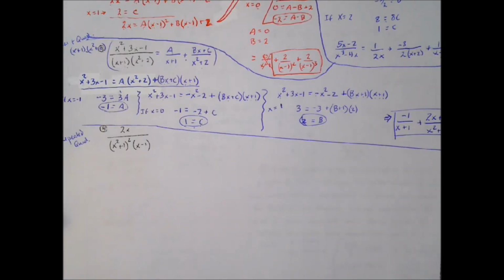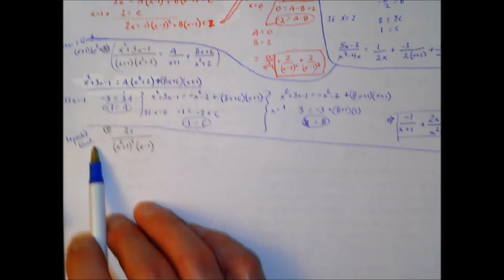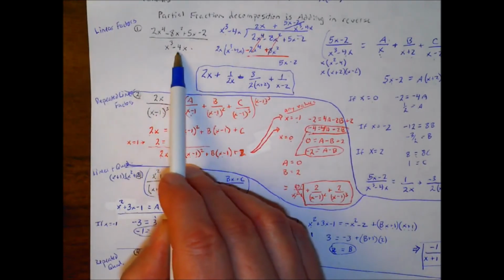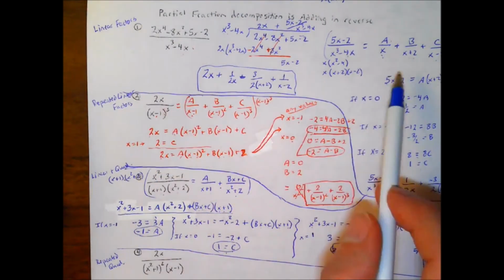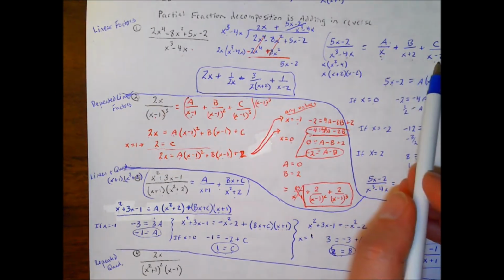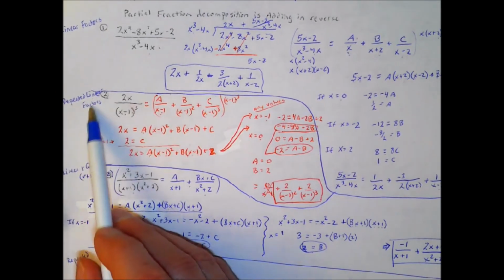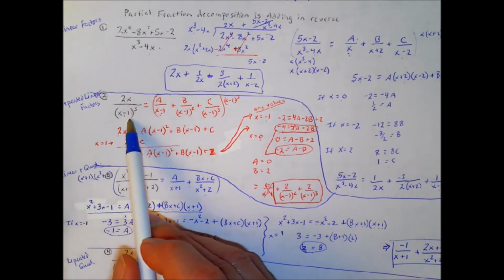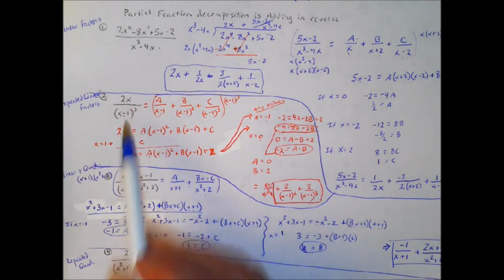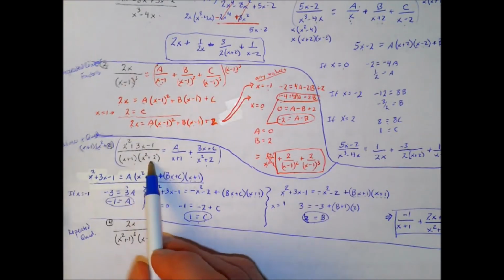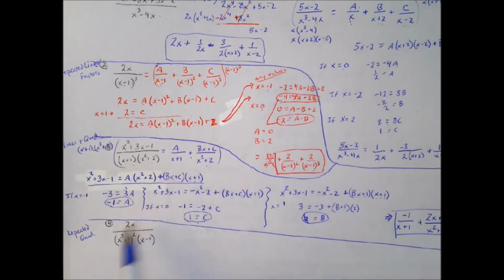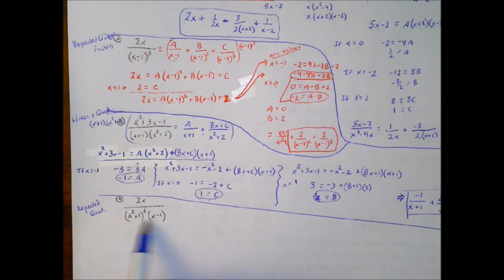Hey, we're going to look at one more form, repeated quadratics. So we did, if they're linear factors, right? Our factors were x plus 2 and x minus 2. We did repeated linear factors like x minus 1, x minus 1, x minus 1. We did a linear and a quadratic. And now we're doing repeated quadratic. Okay, so here we go.